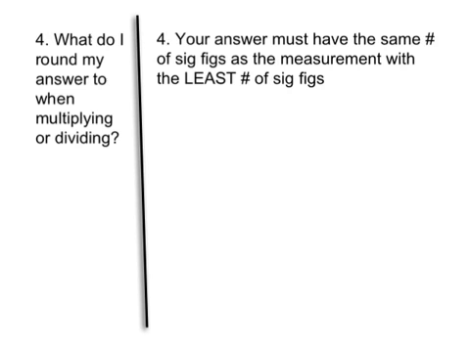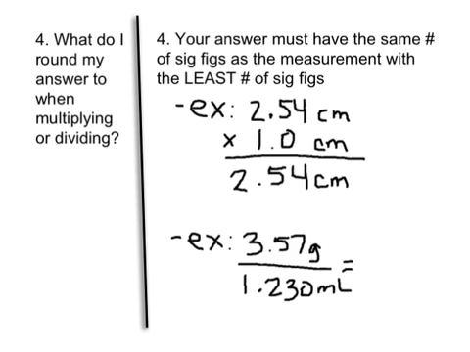All we care about is how many total sig figs each of the numbers that we're either multiplying or dividing have, because your answer has to have the same number of sig figs as the measurement with the least number of sig figs. It's like that famous quote, "You're only as strong as your weakest link," right? Well, your answer can only be as significant as the digit with the least significance. Let's take a look at a few examples.